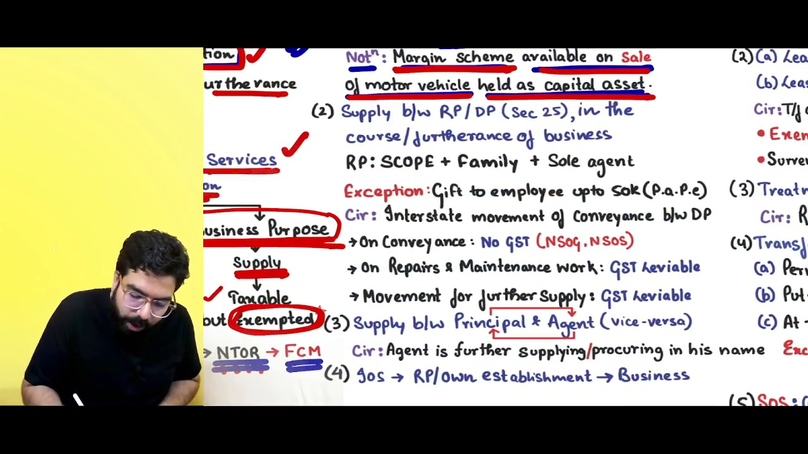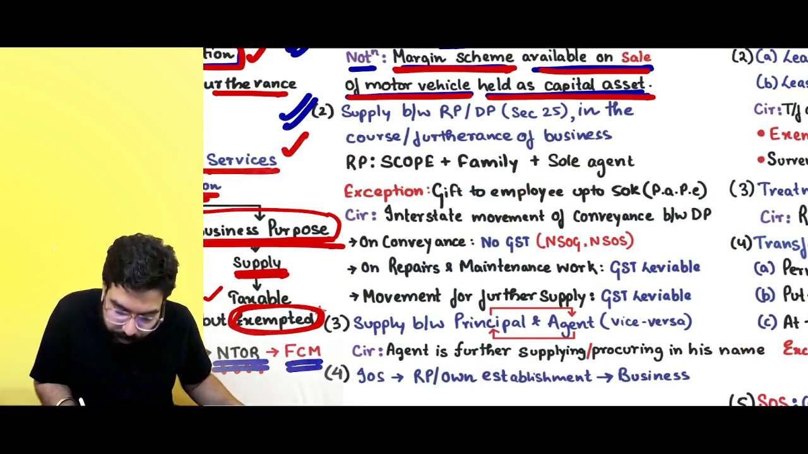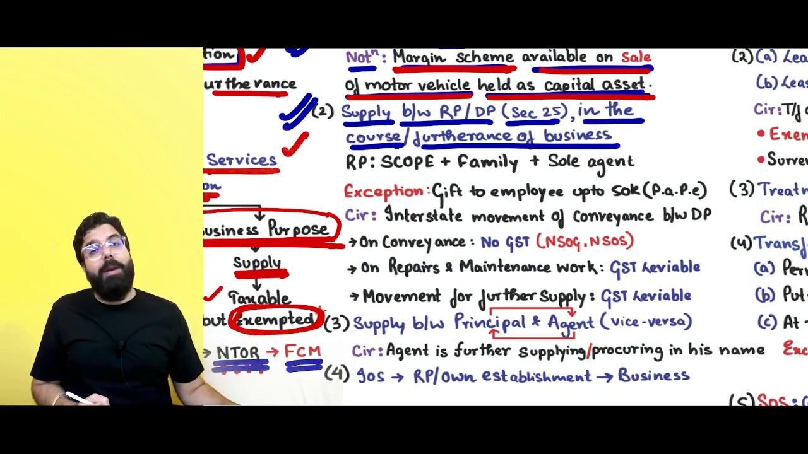Next, supply by related person. Supply by related person or distinct person under section 25 in the course or furtherance of business. Sir, supply between related persons.